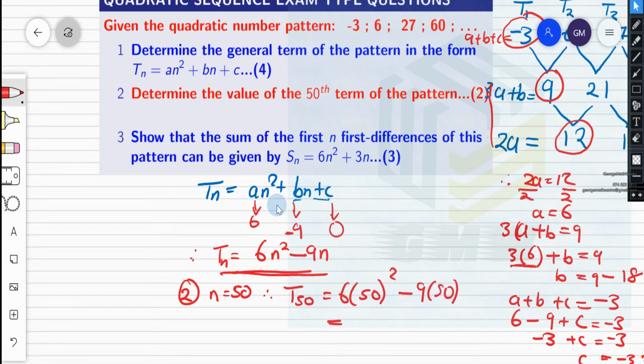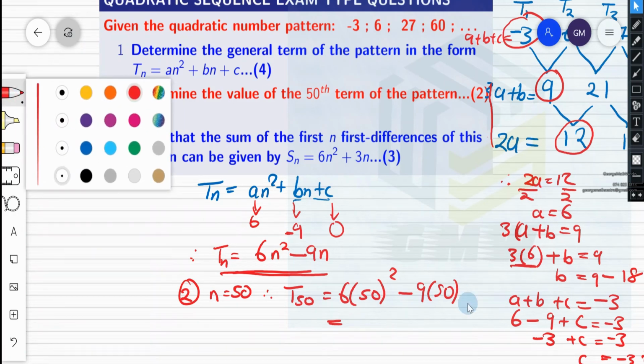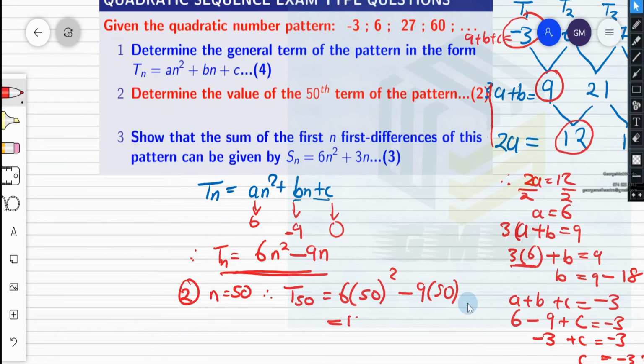If you punch these numbers, you will get 14,550. So this becomes the answer for this question here. Now, there is question number 3. Question number 3 requires us to pay attention.